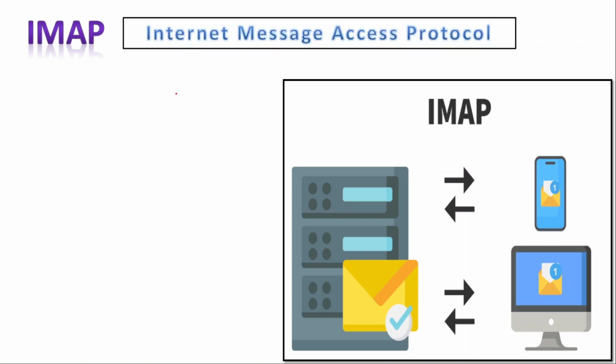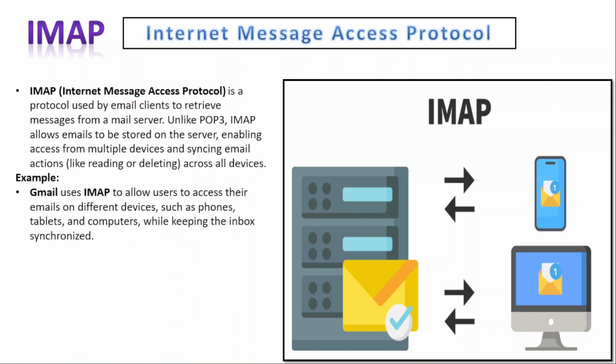IMAP, that is Internet Message Access Protocol. So IMAP, Internet Message Access Protocol, is a protocol used by email clients to retrieve messages from a mail server. Unlike POP3, IMAP allows emails to be stored on the server, enabling access from multiple devices and syncing email actions like reading or deleting across all devices. Example, Gmail uses IMAP to allow users to access their emails on different devices such as phones, tablets, and computers while keeping the inbox synchronized.